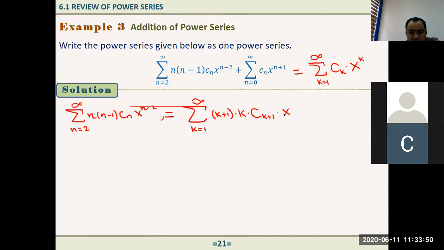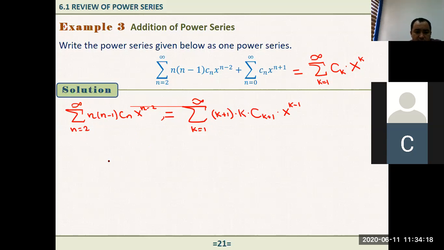Times x to the power, what do we have here? When n equals 2, it is equal to 0. So to get 0 here when k equals 1, we should have k minus 1, right? When k equals 1, it is equal to 0. If k equals 2, it is 1. If k equals 3, it is 2, the second term, right? I just shifted 1 back.